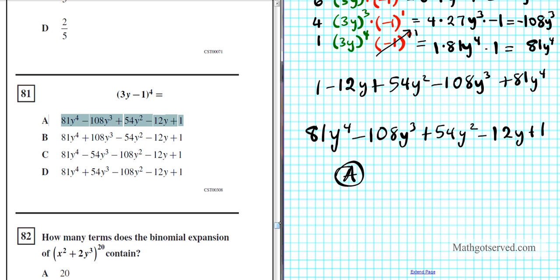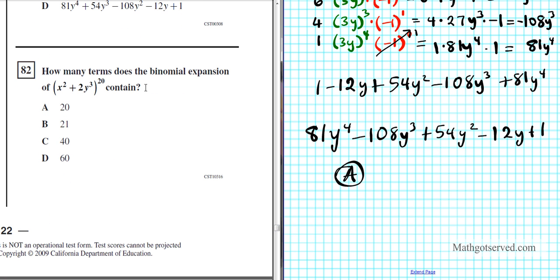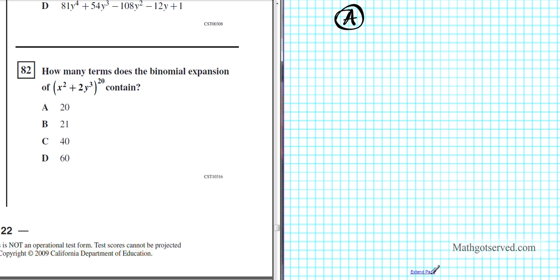Alright, let's take a look at question 82. It says, how many terms does the expansion of x squared plus 2y to the third, to the 20, contain? How many terms does the binomial expansion contain? Alright, remember your Pascal's triangle? The 1 tells you that this is the 0th power. The 0th power has only one term.